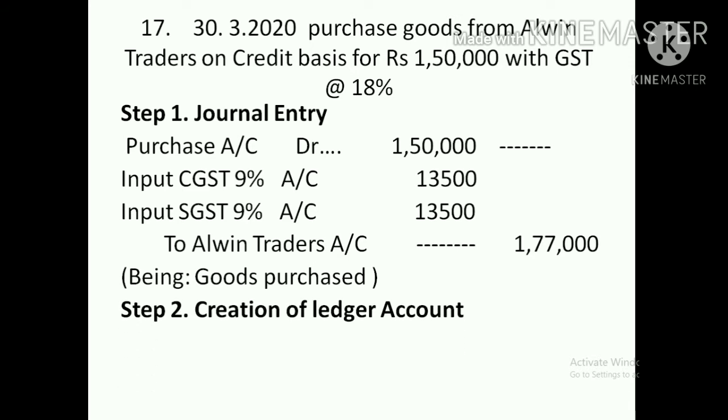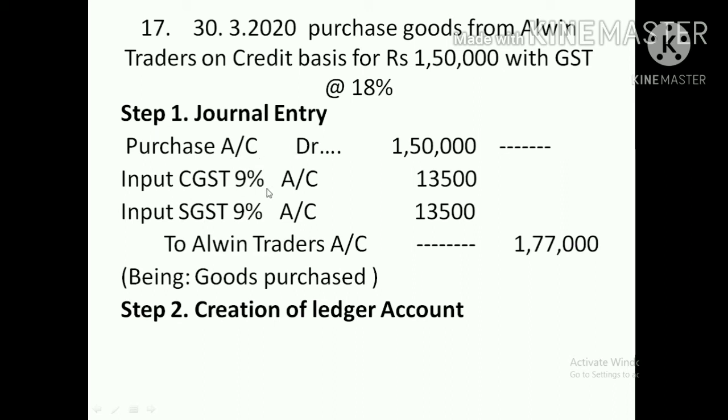Then how to create the ledger accounts here? This is very important. We have a total of 4 accounts. Until now we have not created Purchase at 18%. We just have a purchase account, but we don't use that for recording this transaction because the GST of 18% is specified here. So we should create a separate account: Purchase at 18%, one ledger account.